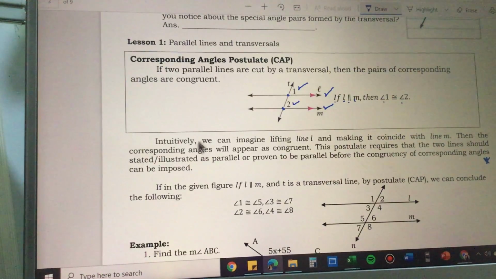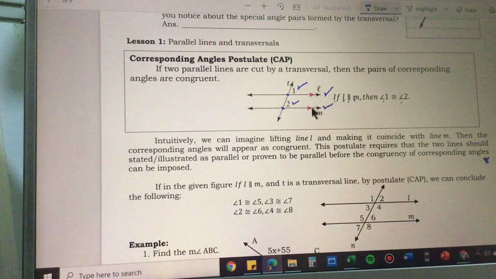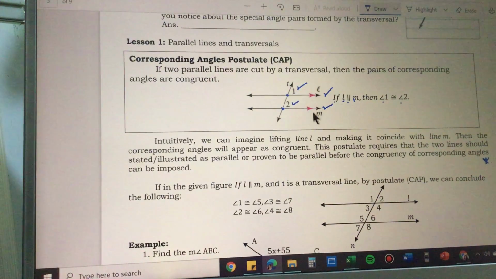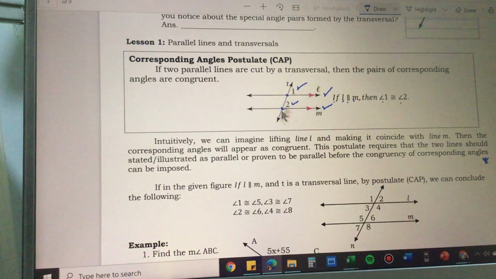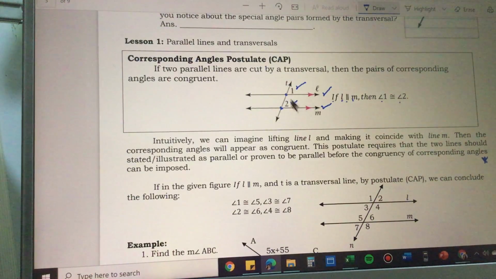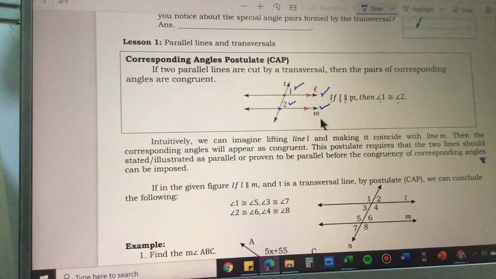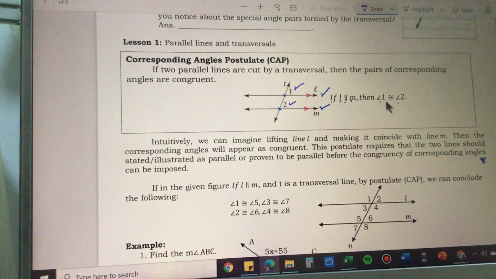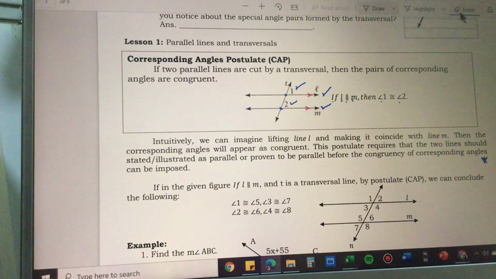If you try to lift line L, and place it on the position of line 2, they will coincide. When you overlap them, we can see that they are simply forming the same amount of angle rotation. That is why the size of the two angles is equal, or congruent. Okay? So, this is a postulate, so there's no need to prove that.